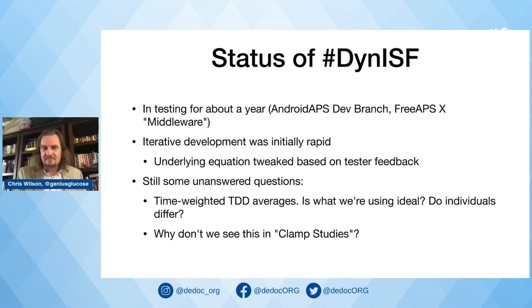We do still have some unanswered questions, especially to do with the time waiting for the total daily insulin averages. We don't know if what we're using is ideal. We don't know if this varies between individuals. The other outstanding question is why this wasn't really apparent in clamp studies, which are really considered the gold standard for how we measure insulin sensitivity, at least as far as effects on glucose specifically.